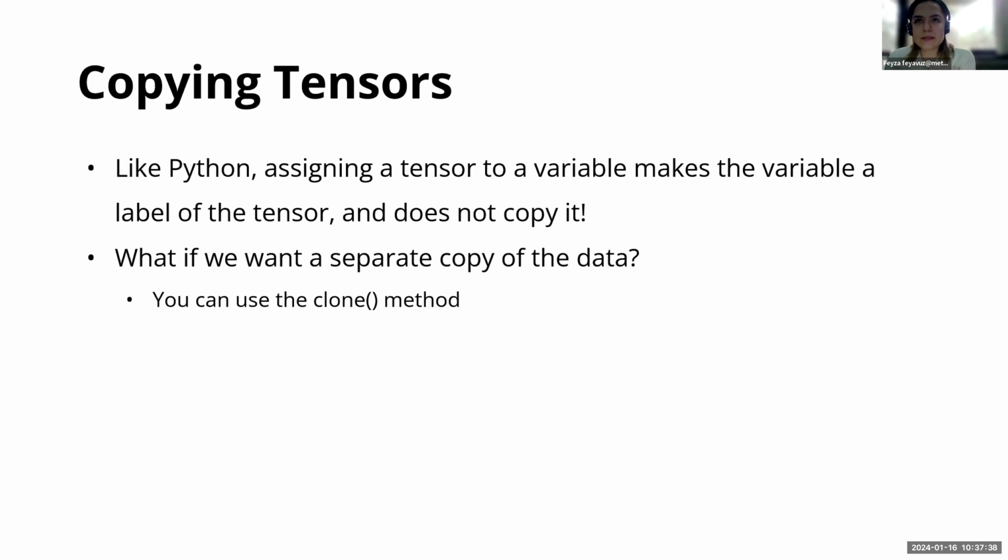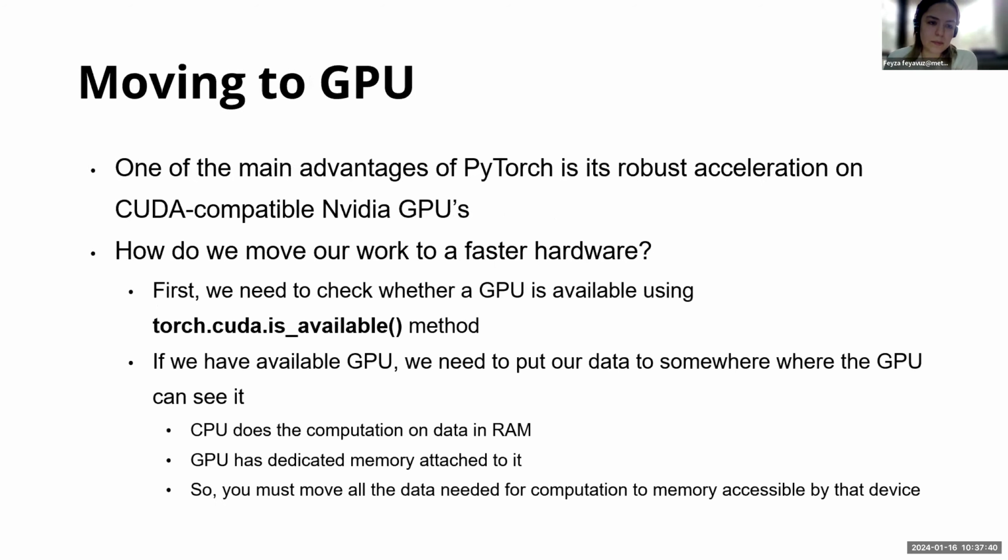And we have some examples, I suppose, on Google Colab. And before the break, let's talk about how we can move this to GPU. We say that one of the main advantages of PyTorch and tensors is robust acceleration on CUDA-compatible NVIDIA GPUs. But how do we move our work to faster hardware?